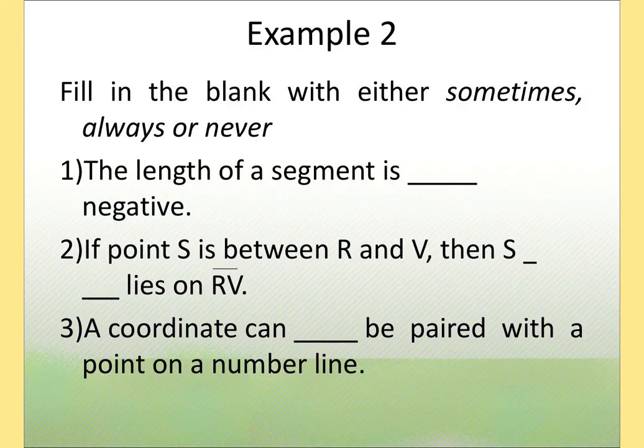All right. Always, sometimes, never. These tend to, not so much yet, but these tend to really get people, especially in geometry, because it's more of a test of the true or false. Always, sometimes, never means you have to know it so well that it has to be this way, it can be this way, or it can never be this way. So number 1 says the length of a segment is blank negative. We just said this, right? What is it? Never. It can never be negative.